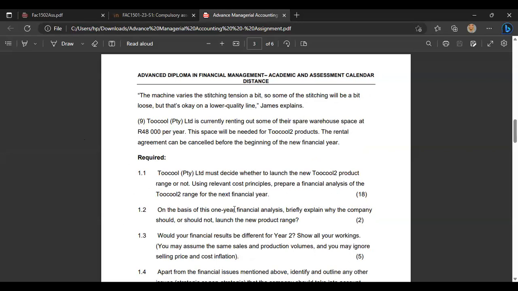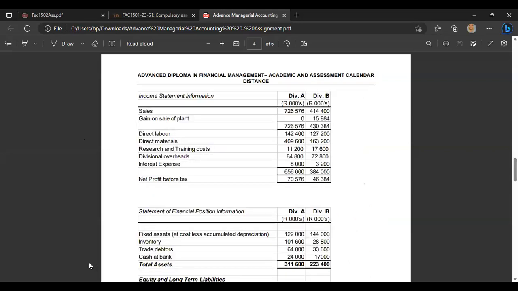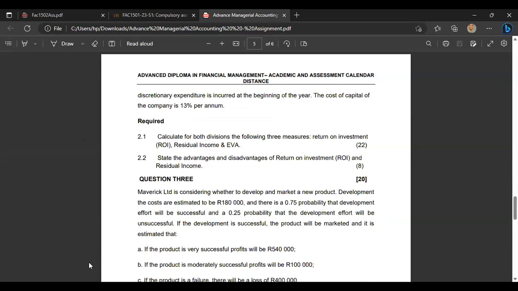So they normally bring these questions again. This is a whopping 18 marks. So we're going to do this on the next session. So these are our divisions, ladies and gentlemen. And then again, if we have the chance, then we'll calculate our ROI, residual income, and this one here, the economic value added.